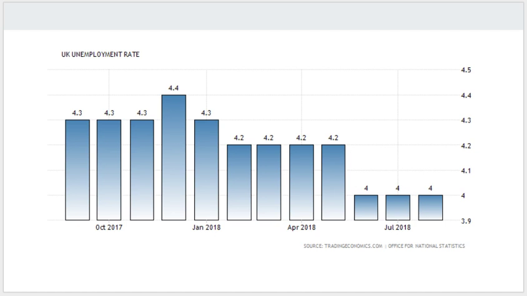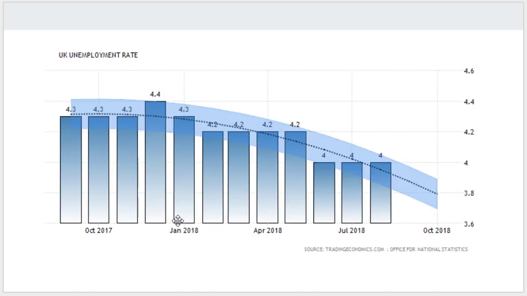And this is the bar graph of the UK now. So as we can see, June to August is at 4%, and the trend is going down, and it may drop to 3.8% in October, which is already unhealthy for the unemployment rate. So there are some reasons.